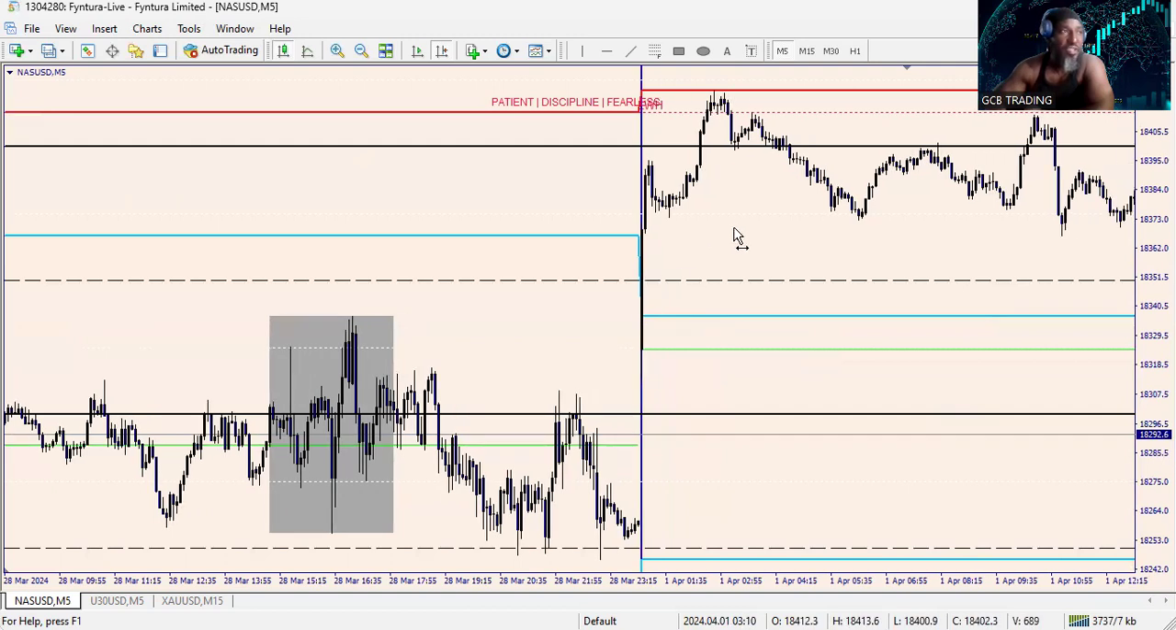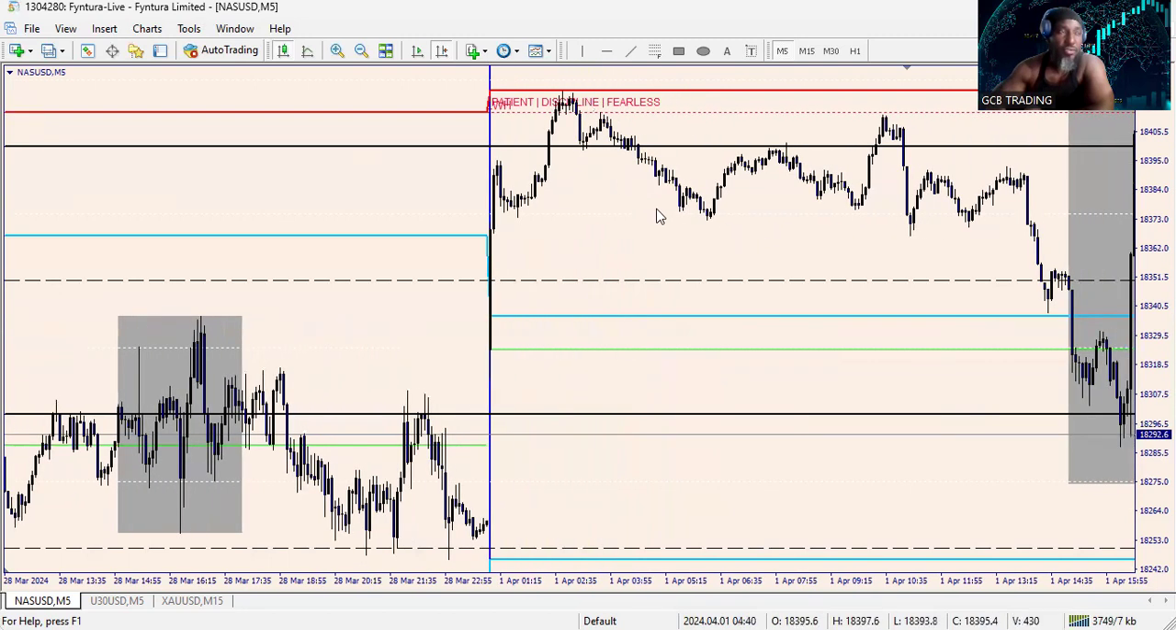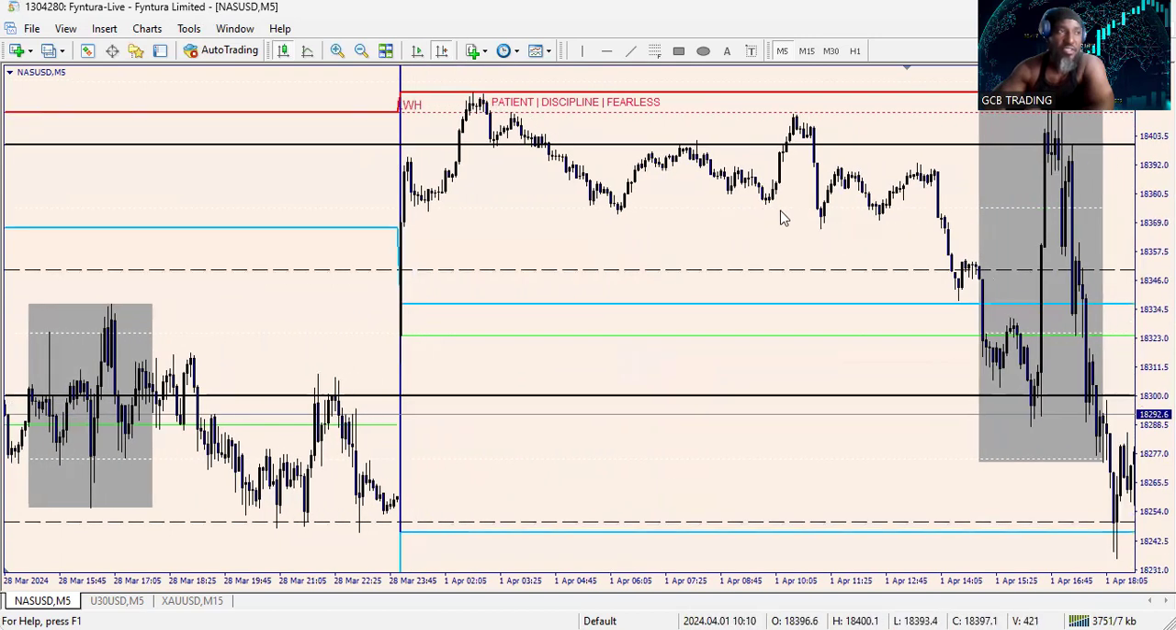Then as price continued to push up during the Asian session, we came and tapped into last week's high. And then price just started accumulating. Basically, they were just collecting orders. As you can see, the price was just accumulating.